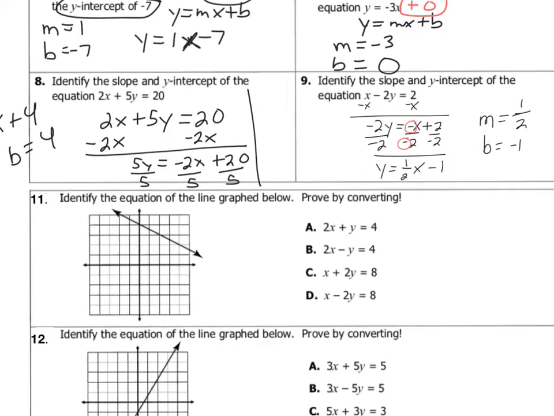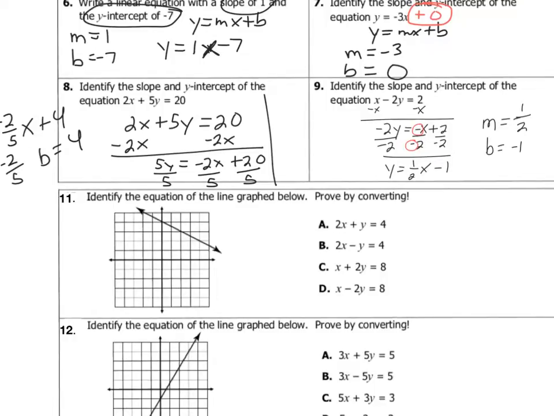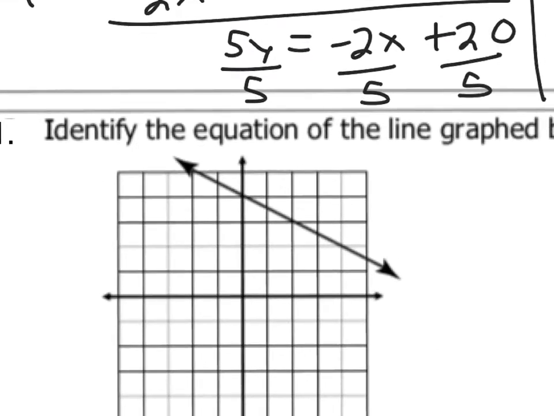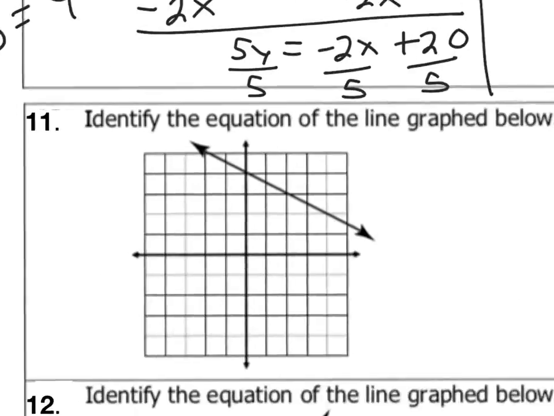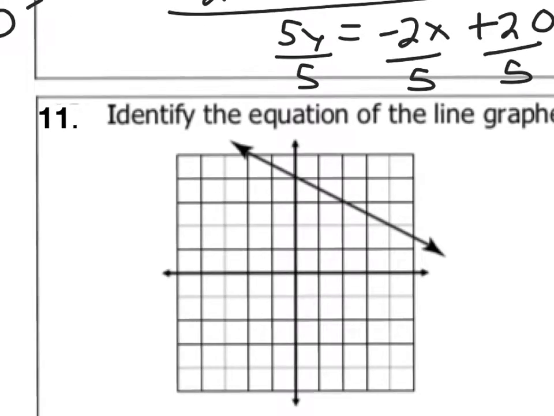Identify the equation of the line graphed below. Prove by converting. So what I would do is I would just write this equation in slope-intercept form first, and then all your answer choices are in standard form, right? So you'd want to change it to standard form later. But first, let's write it in slope-intercept form.